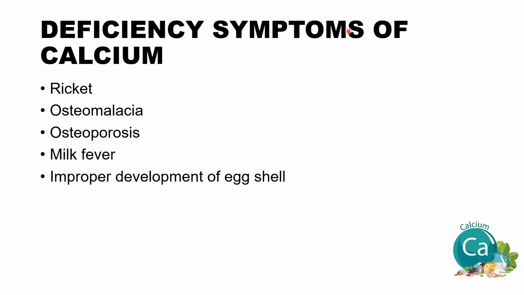Then another one is milk fever. This happens in milking animals, lactating animals. Then improper development of eggshell. In laying hens, a deficiency of calcium may result in improper development of the eggshell. What happens when your laying hen is deficient in calcium is that the egg does not form properly, and the egg is easily breakable. So that's the deficiency symptom of calcium in laying hens.